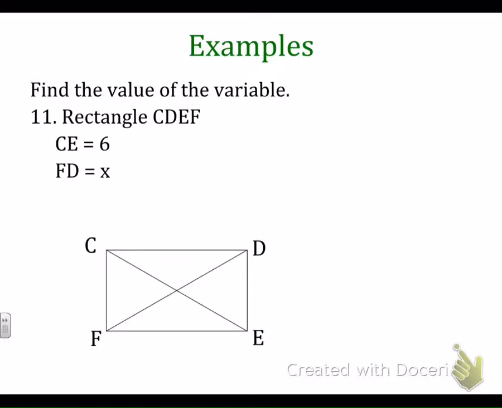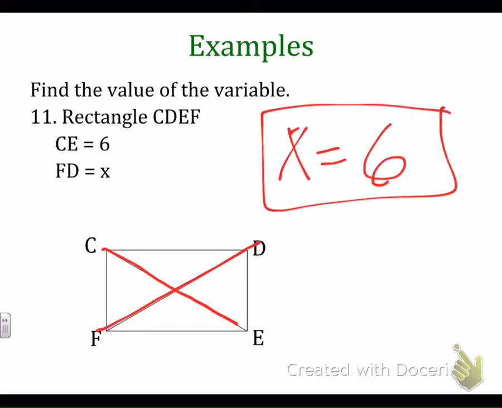Alright, same thing as the square with the diagonals. CE is equal to 6 and FD is x. We know the diagonals are congruent, so we're going to do x is equal to 6. You don't have to solve anything there.